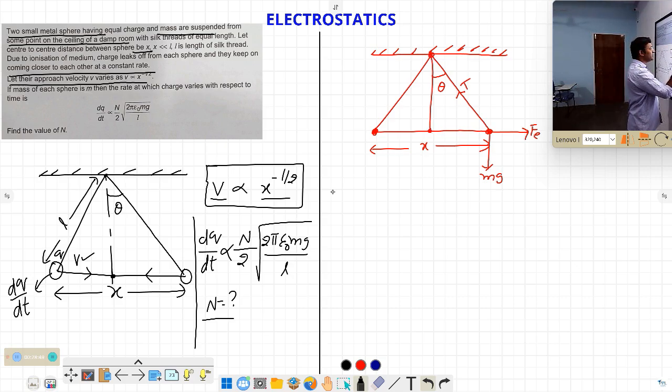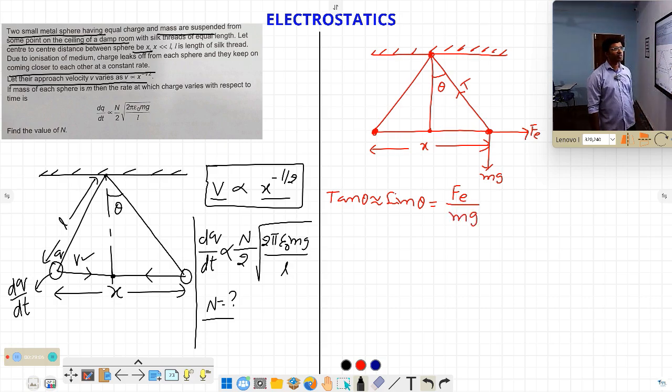what I can write, tan theta is almost equal to sine theta, which we took in the previous concept, you can check it. According to the formula, tan theta is almost equal to sine theta, which is equal to the electrostatic force by mg. This is a formula we can write. So what is sine theta here? From this triangle, sine theta is nothing but opposite by hypotenuse.